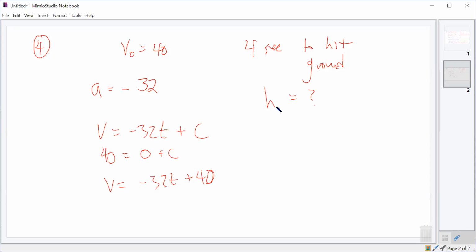And when it hits the ground, that'd be when the position is 0. So we need a position function. They've been using s, so we use s. S is negative 16t squared plus 40t plus some other constant, as Tom would say, plus constant.